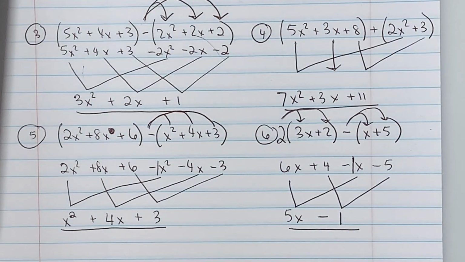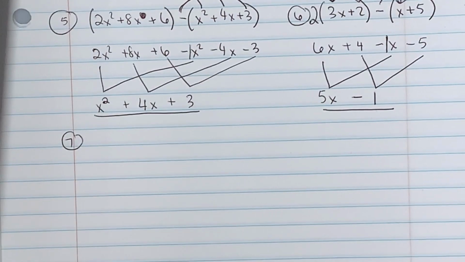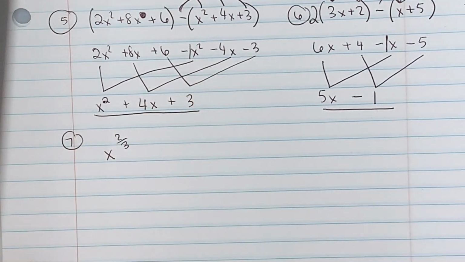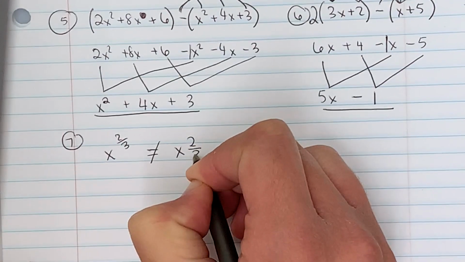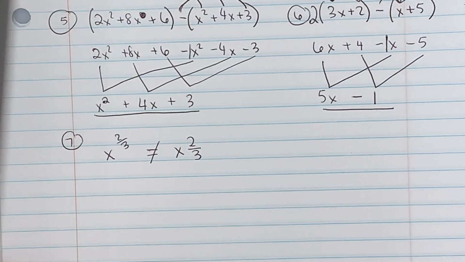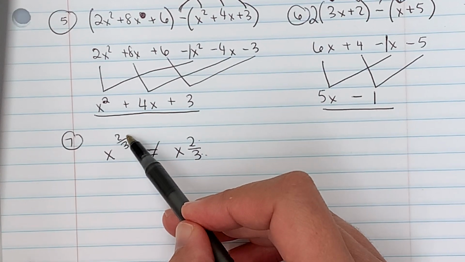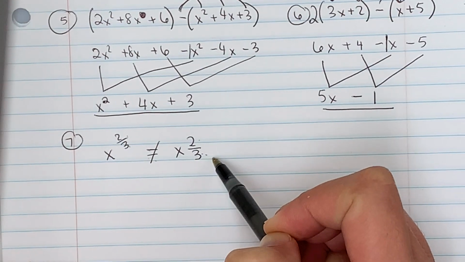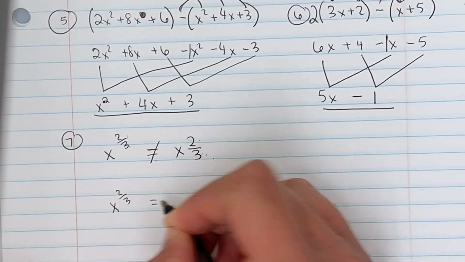All right, we're gonna go ahead and move on to some radical expressions. So if I have x to the 2 over 3, now this is not equal to x times 2 thirds, right? That is completely different. This would be a fraction. This is an exponent, right? So not equal. This is an exponent, this is a fraction. So we're gonna bring x to the 2 thirds, and we are going to turn that into a radical.